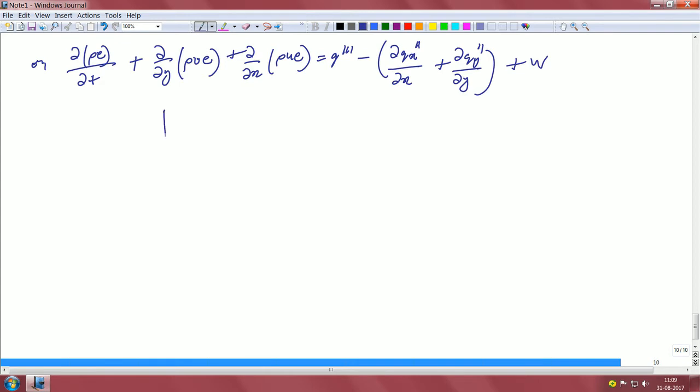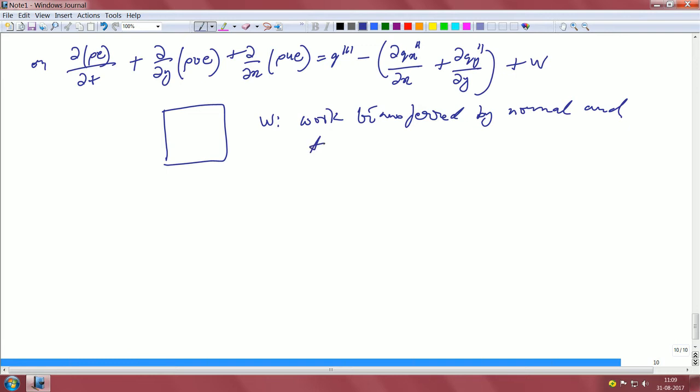Now, if you take the control volume together, the work transferred by normal and tangential stresses. What else can the work be? It will be the work covered by the normal and the tangential stresses. These are the two forces that are acting on it, so these are the ones that should be doing the work.